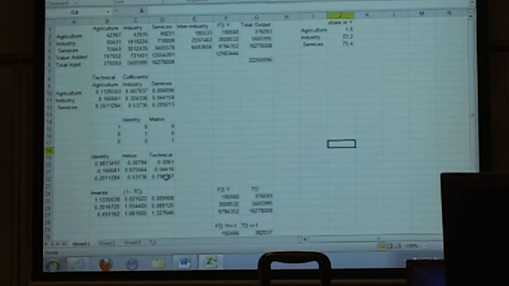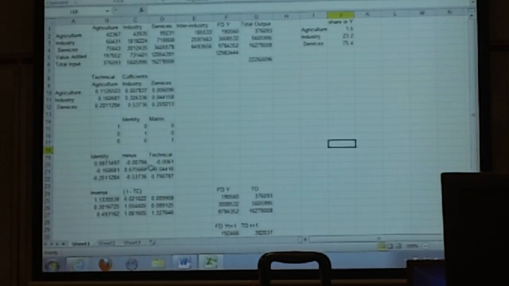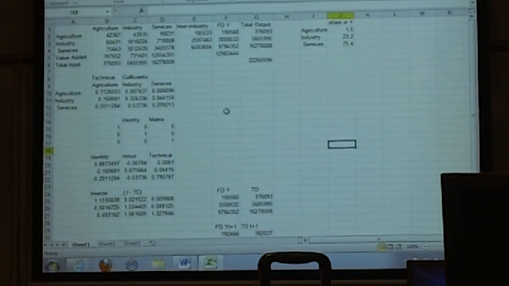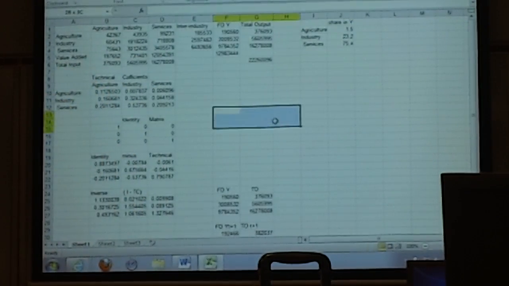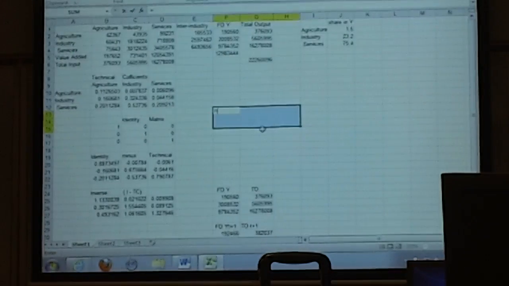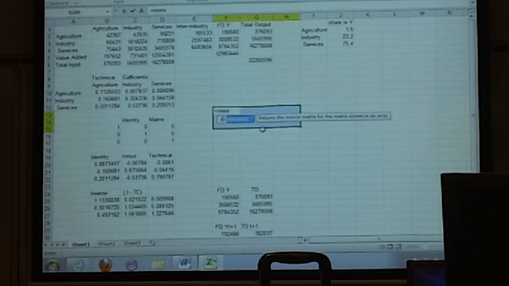Now, the next thing you gotta do is get the inverse of this, the 5 minus 100. So you gotta take this and get the inverse, that's this over here. Let me show you how you do that. You put equal, n inverse.